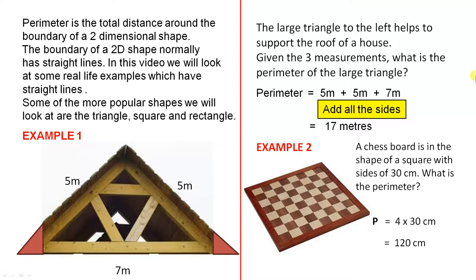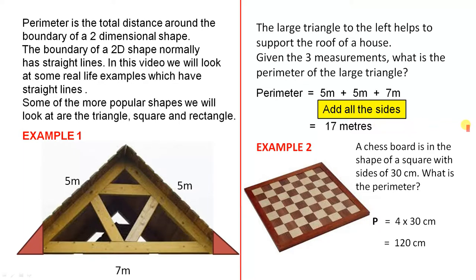Example 1. The large triangle to the left helps to support the roof of a house. Given the three measurements, what is the perimeter of the large triangle? So the perimeter is the total distance around the outside. So you add all the sides up. That's why I've gone 5 metres plus 5 metres plus 7 metres. So the answer is 17 metres.